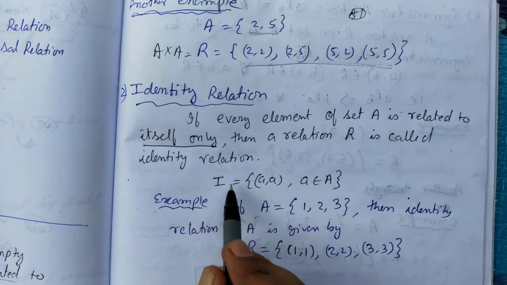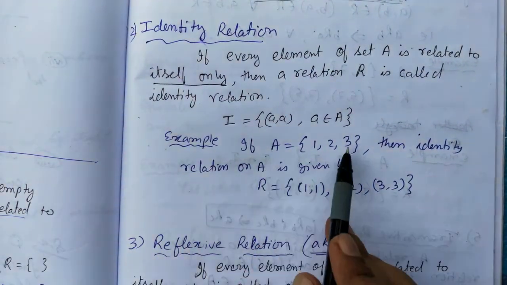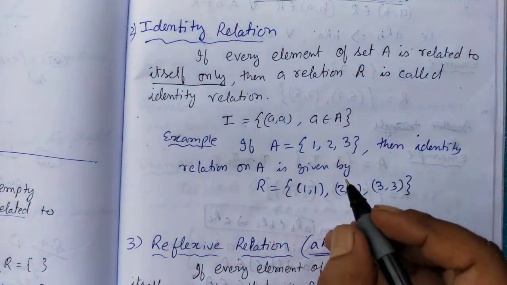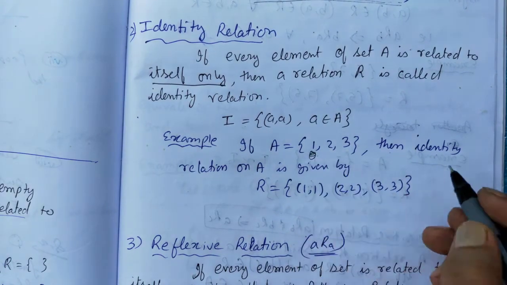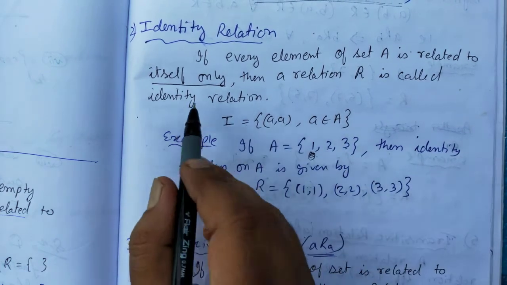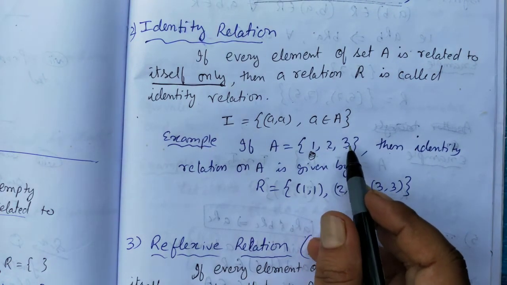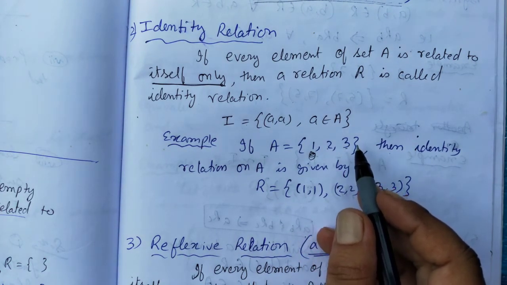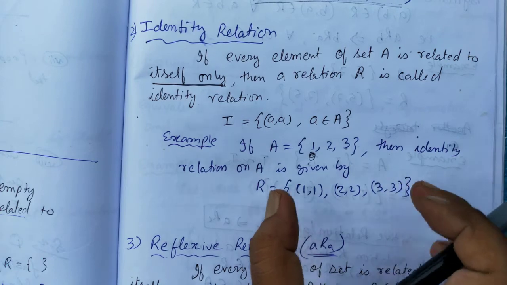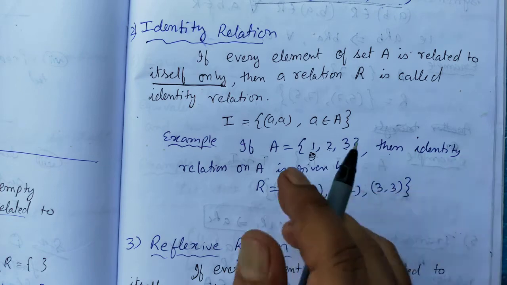And we represent it like this: I equal to (a, a) where a belongs to A. For example, suppose set A is given 1, 2, 3, then the identity relation of A is, since each element is related to itself, 1, 1, 2, 2, 3, 3. It cannot be other than this, okay? Because it must relate to itself only. If there is another element in the set, 5, that means it must relate to 5 only, (5, 5). 1 is related to 1, 2 is related to 2, 3 is related to 3. Then this set is called identity relation, if each element is related to itself.